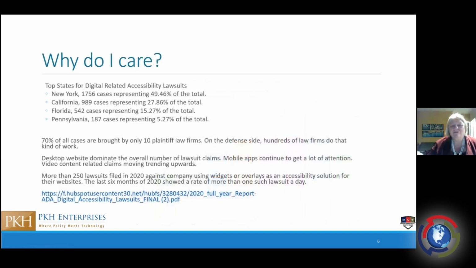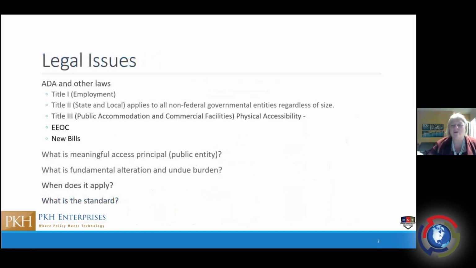Top states: New York, California, Florida, Pennsylvania. As I said, there are some firms that are doing this, and they are bringing us forward. There are disability lawyers that have this in their sites about what matters and what doesn't, and they see easy targets if you're disobeying these rules.